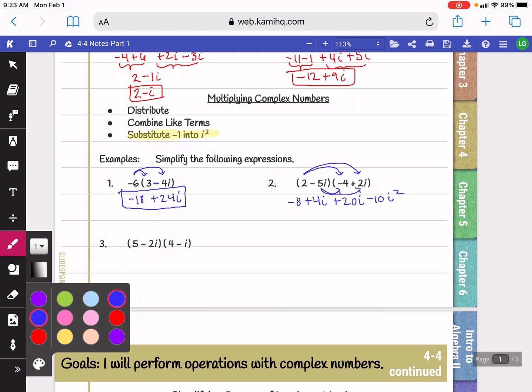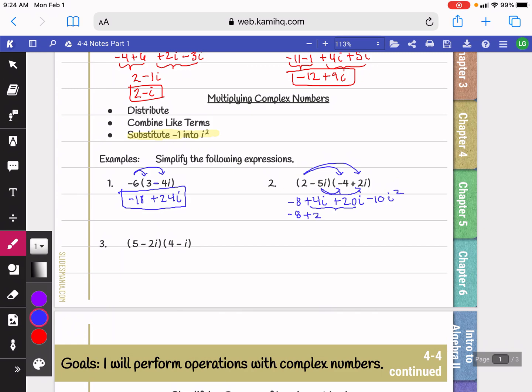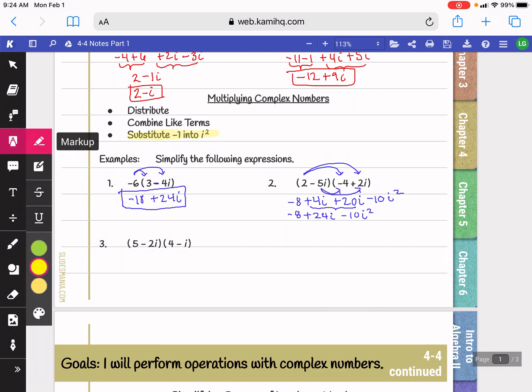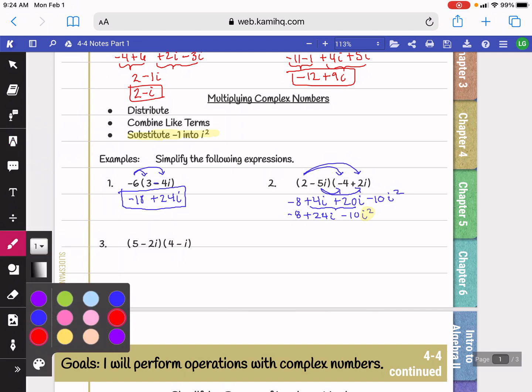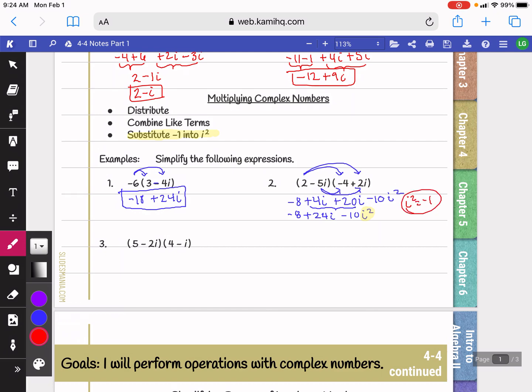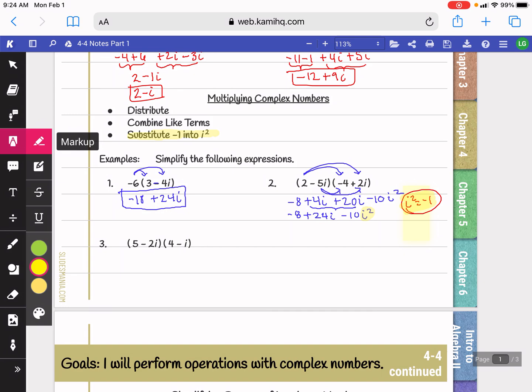So from here, my next step, I'm going to start to make this smaller. I already distributed. Next, I'm going to combine like terms. So I have -8. I can combine 4i plus 20i, and that becomes positive 24i. Now, anytime you have an i squared, you can actually substitute a -1. So that's what we're going to do on the next step. So remember, i squared equals -1. So we're going to plug that into i squared.